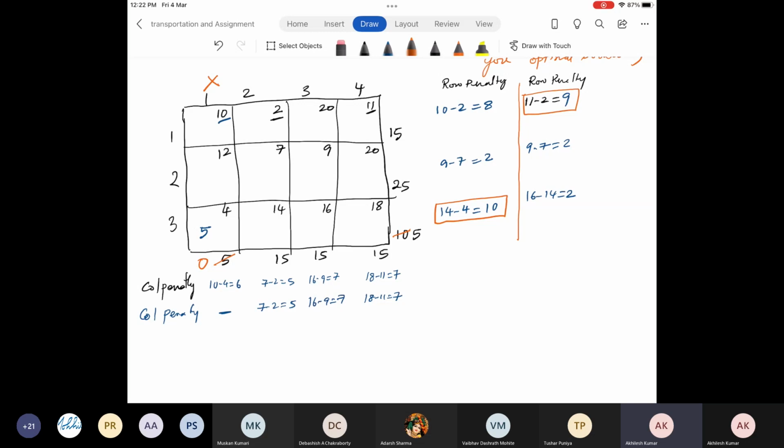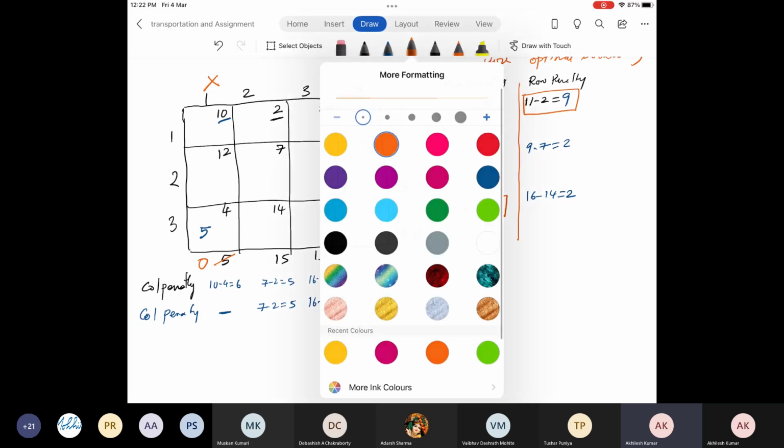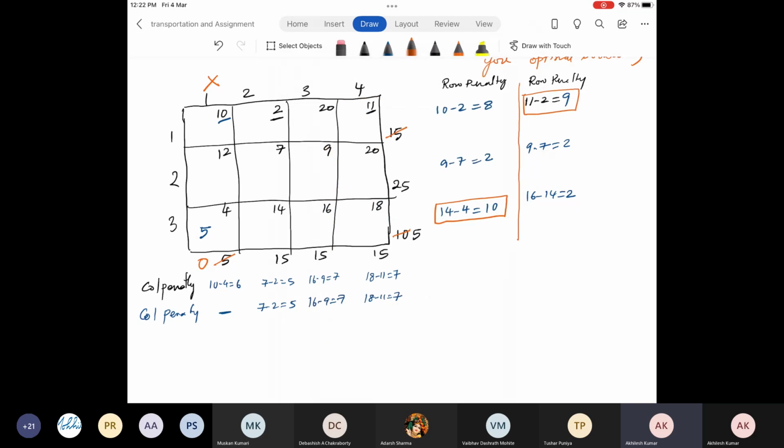So again, look at the smallest cost element in this row, which is 2. We'll try to allocate as much as possible. So 15 and 15. So let me cross out this 15 to 0. Let me cross out this 15 to 0. Allocate 15 here. Cross out this column. Good so far? Yes, sir.